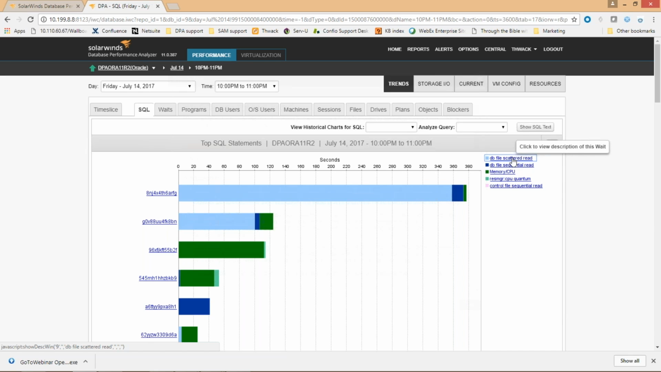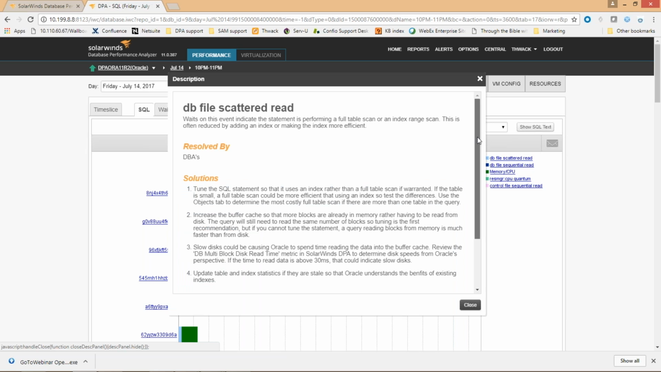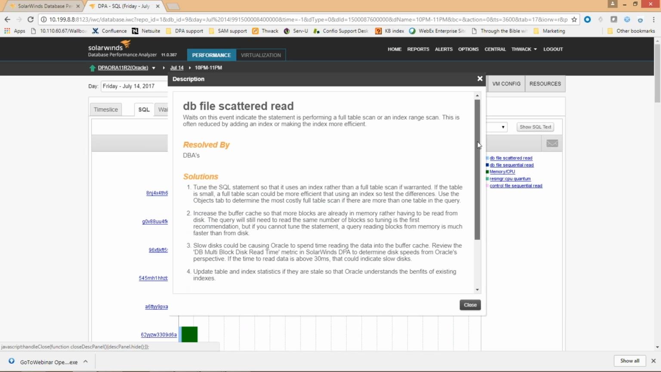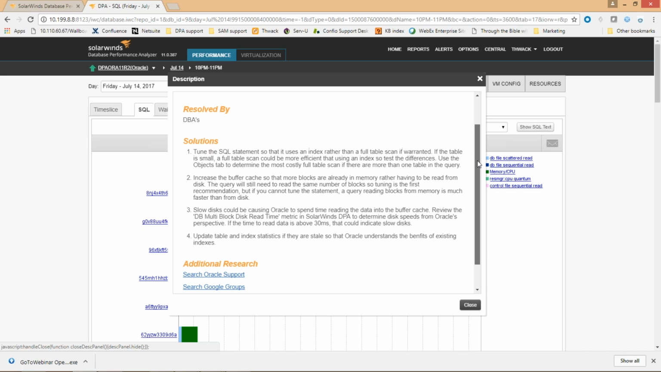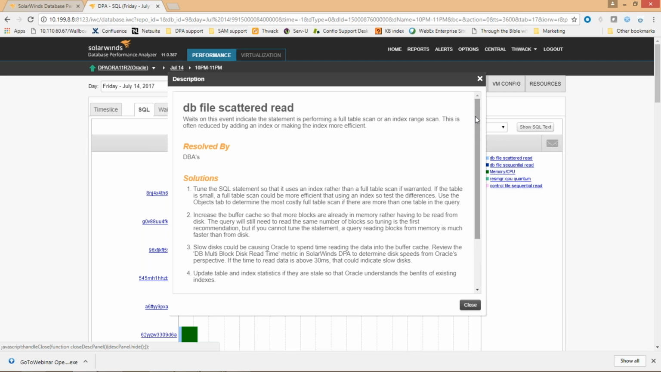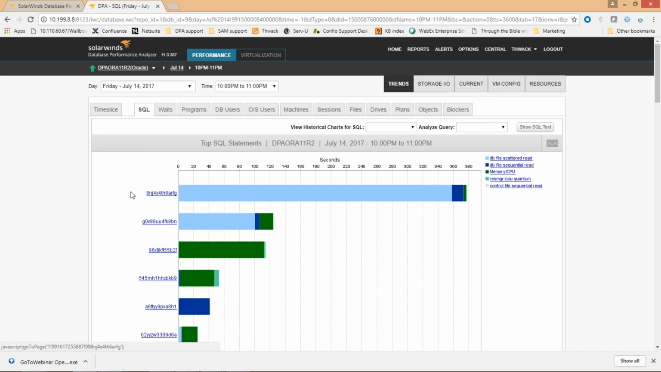And if I want to click on that wait event over there, it gives me a definition of what that represents. And it even points me in a direction like how I might get started in troubleshooting this, right? What are some directions I might go to mitigate this specific wait? And really a DB file scattered read means I'm going after the data, I'm fetching the data in a non-indexed fashion. So I'm basically causing a full table scan.